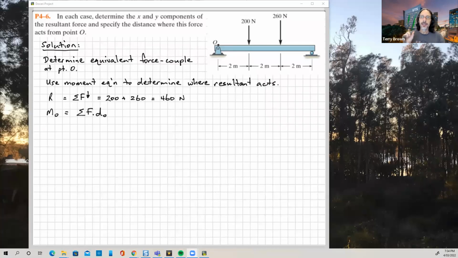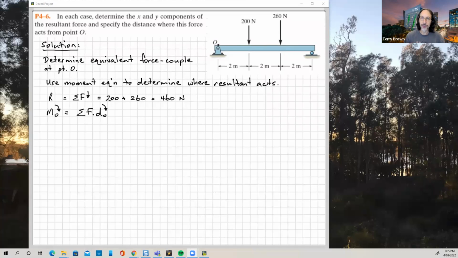Now we want to calculate the moment effect of those two forces about point O. Hopefully we remember our moment equation: force times the perpendicular distance, and the rest of the sentence, which is perpendicular distance from the point that we're calculating moments about to the line of action of the force. In this problem it's pretty obvious. To the 200 newton force it's going to be 2 meters, and to the 260 newton force it's going to be 4 meters. So let's put that in.